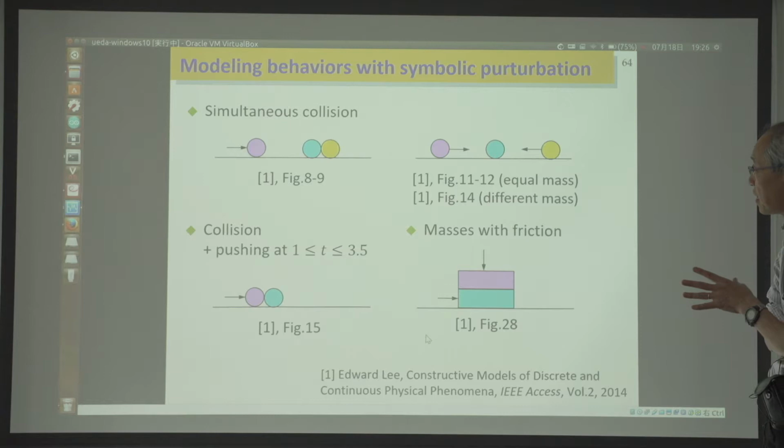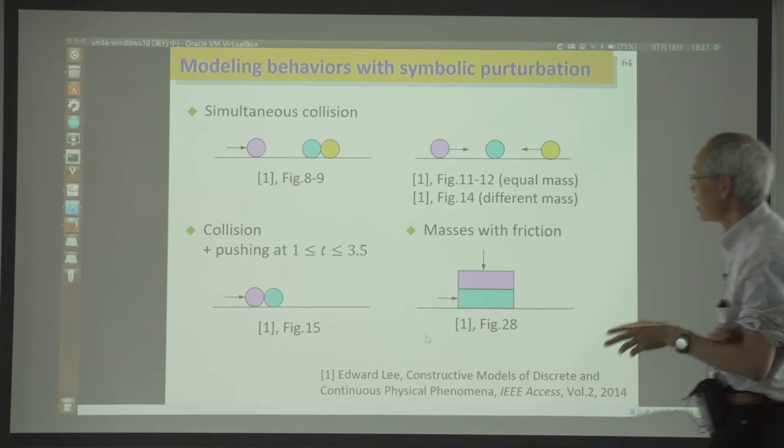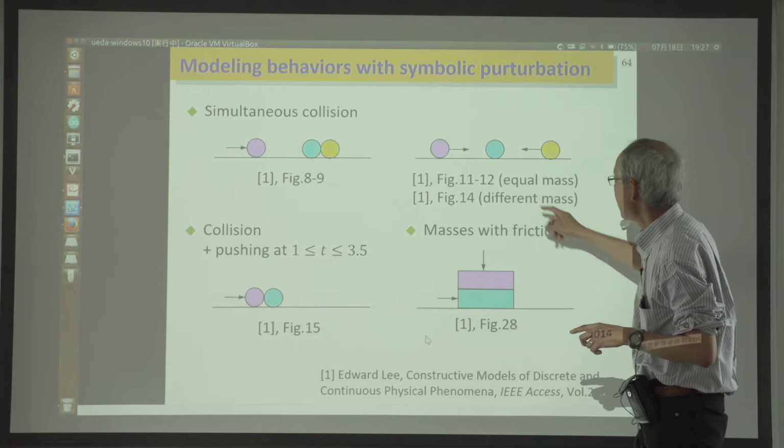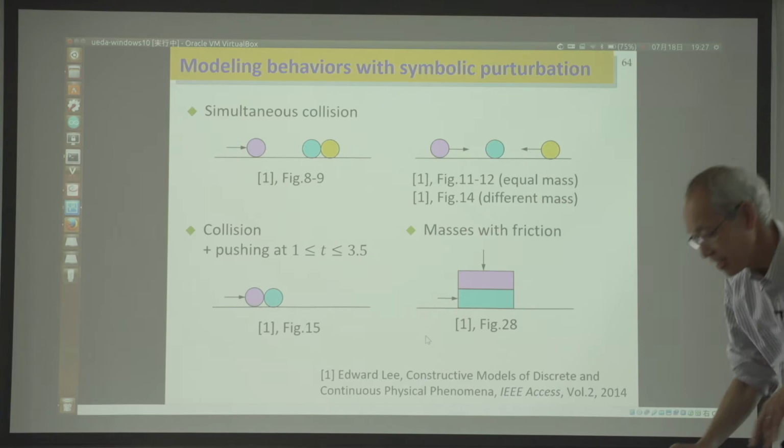Actually, a simultaneous collision is a very, very delicate thing, because usually the physics textbook explains only the collision between two bodies. But here, if the ball hits here, then a simultaneous collision happens. And actually, things are worse if two balls hit one ball at the same time. And even worse things happen if the mass of this and the mass of this are different. Okay, so let me just demonstrate at least one thing.